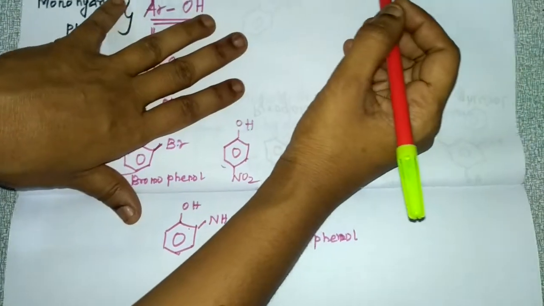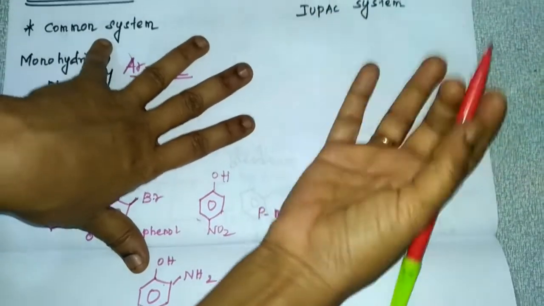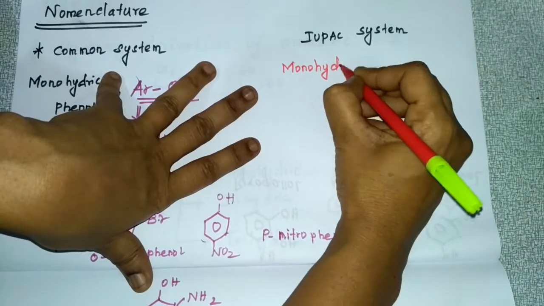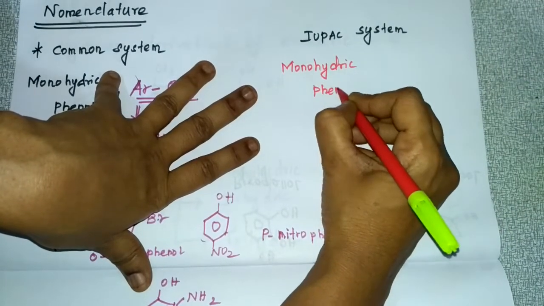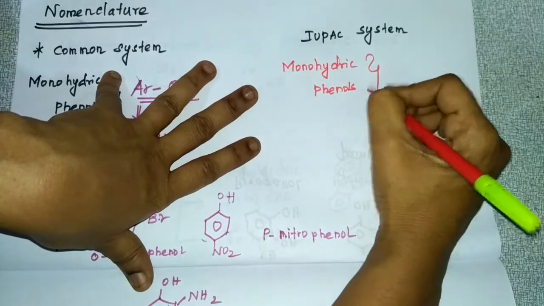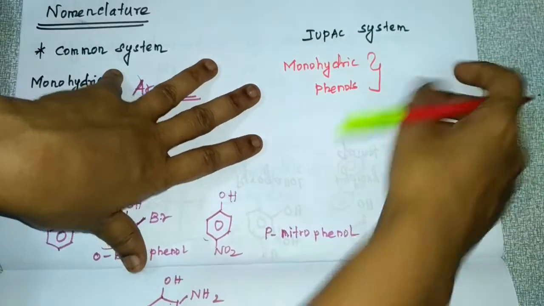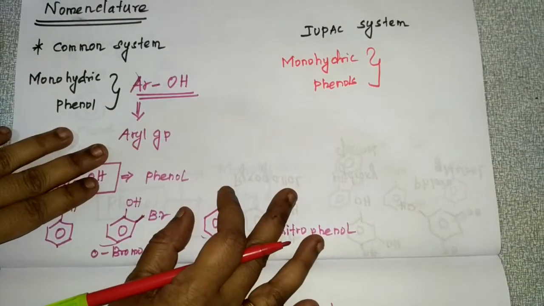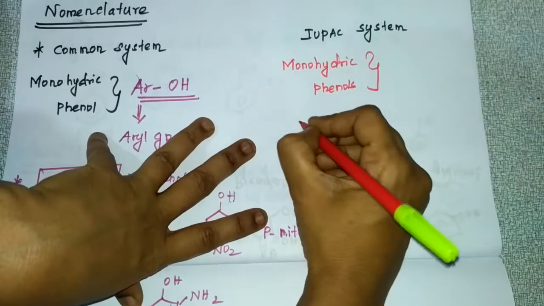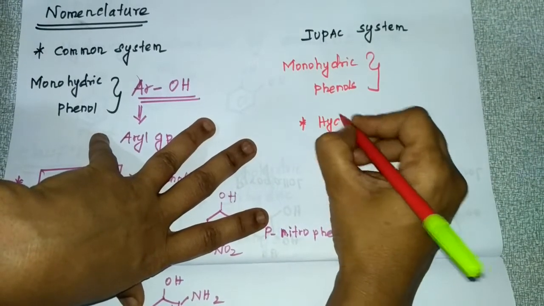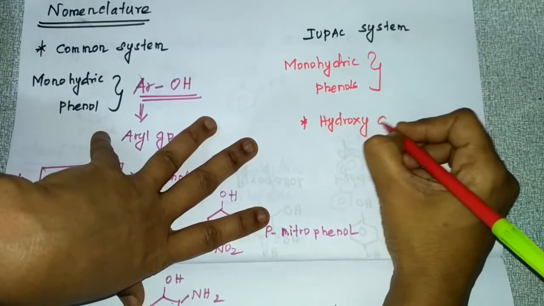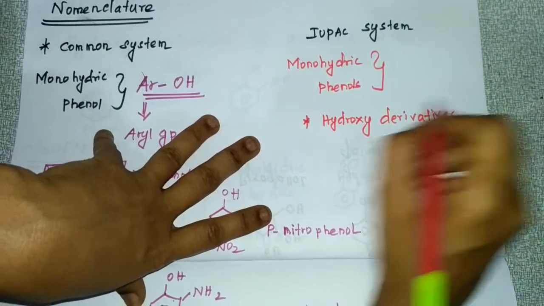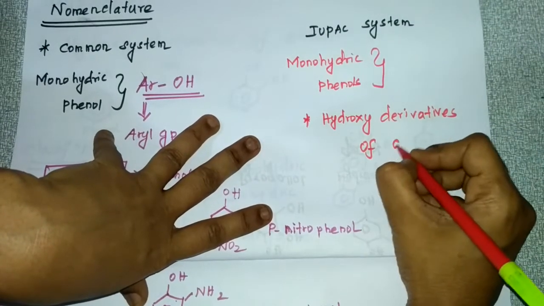In this IUPAC system, monohydric phenols are named as derivatives of phenols. Okay. And these are also called hydroxy derivatives of phenols. Okay. Sorry, hydroxy derivatives of arene. These are also called hydroxy derivatives of arene.